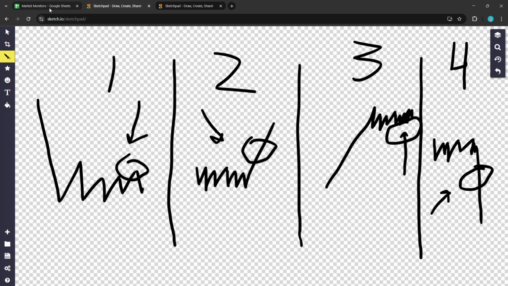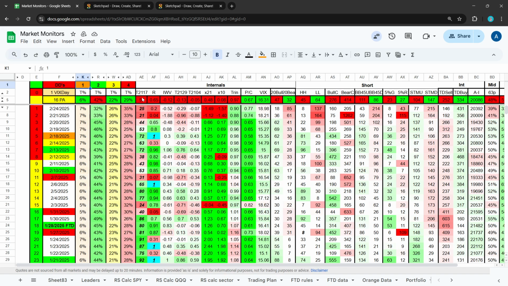All right, so that's that. This T2117 is basically tracking the number of stocks making new highs versus new lows. Higher number means more new highs, lower number means more new lows. This R is the range of the daily candle of the IWV ETF, which is the Russell 3000, which is basically all of the stocks in the market. And so I look at the range of that.